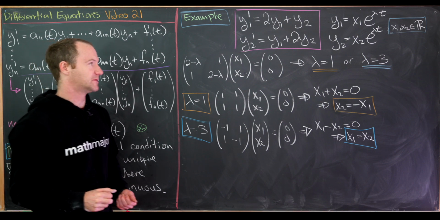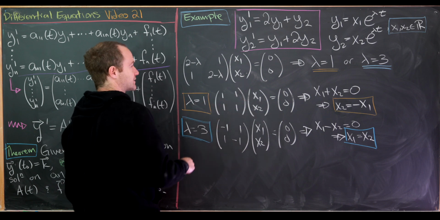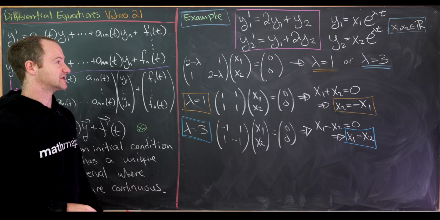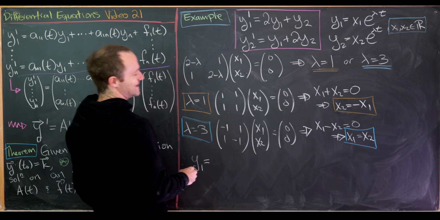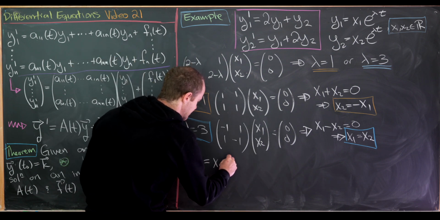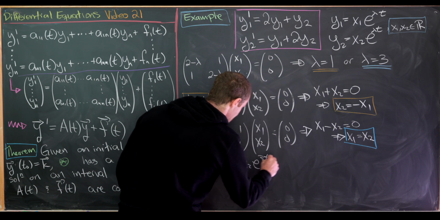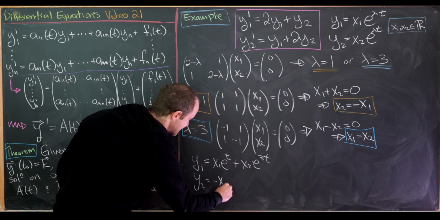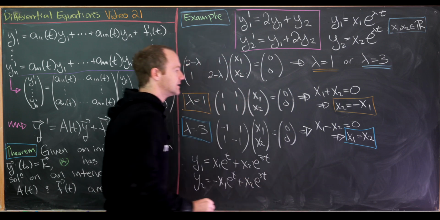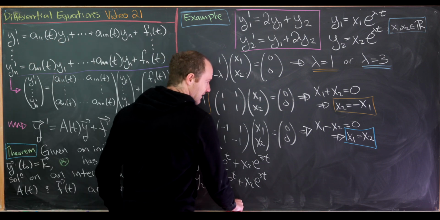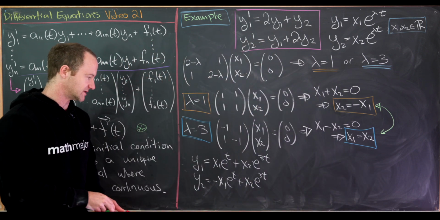And then by the principle of superposition, if y1 and y2 defined by lambda equals 1 is a solution and lambda equals 3 is a solution, then a combination of them is also a solution. So that gives us y1 equals something like this. We'll have x1 e to the t plus x2 e to the 3t, and then y2 is equal to minus x1 e to the t, and then plus x2 e to the 3t. Where of course I was careful here in that these xi's are independent of each other because they're coming from a different set of equations.